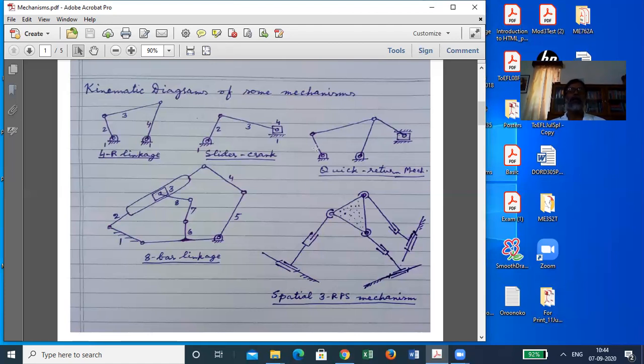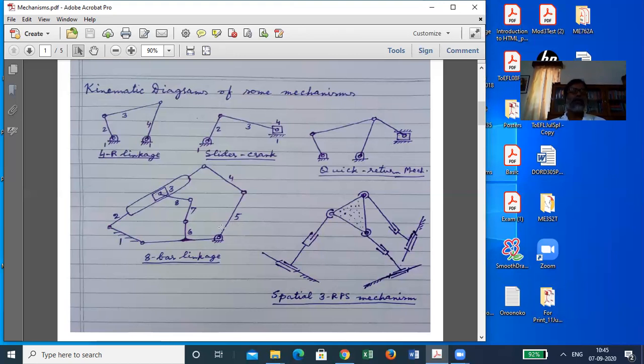Crank is supposed to be the input. Actually, this is the fifth link, which is an extension with which a slider is attached. And the slider slides in the frame itself, link 1 itself. So it has 6 links. Pairs we will discuss later.